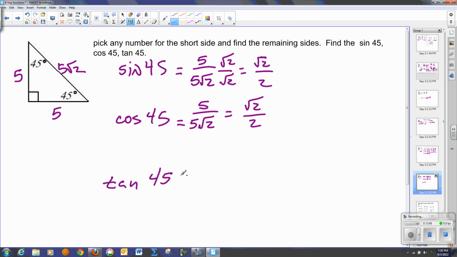Again, kind of significant. Lastly, we're going to find the tangent of 45, which is the opposite over the adjacent, which gives us 5 over 5, or 1. Regardless of what number you picked for the side or the leg of this 45-45-90, my bet is that you got these three values for the sine, cosine, and tangent. Again, this is a significant concept.